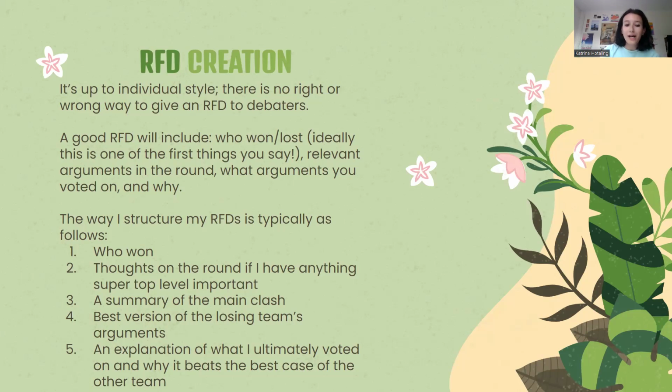I typically say who won. Then I will give thoughts on the round if I have anything that's super top level important. So if I want to talk about the topic of case, or I want to talk about an issue or a good thing that both teams did, it goes right here and I'll say it right at the top. I'll usually summarize the main clash for the main important arguments in the round. I will give the best version of the losing team's arguments and explain why I'm not voting on them. And then I'll give an explanation of what I did vote on from the winning team and why it beats the best case of the other team.